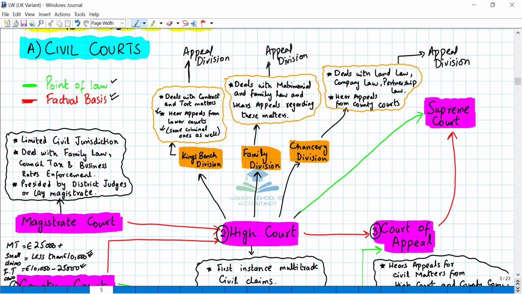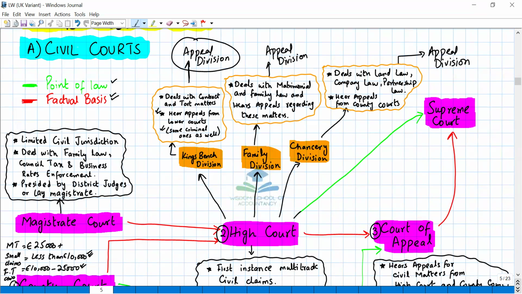Now, King's Bench Division deals with contract and tort matters. So if there is, let's say, a first instance multi-track civil claim regarding contract and tort, it will be heard in the King's Bench Division of High Court. It also hears appeals from lower courts regarding the same cases. Appeal is heard by a further appeal division of the King's Bench Division. Every division of High Court has a further appeal division which hears the appeals regarding the relevant matters of that division. The King's Bench Division also can hear some criminal appeals as well.